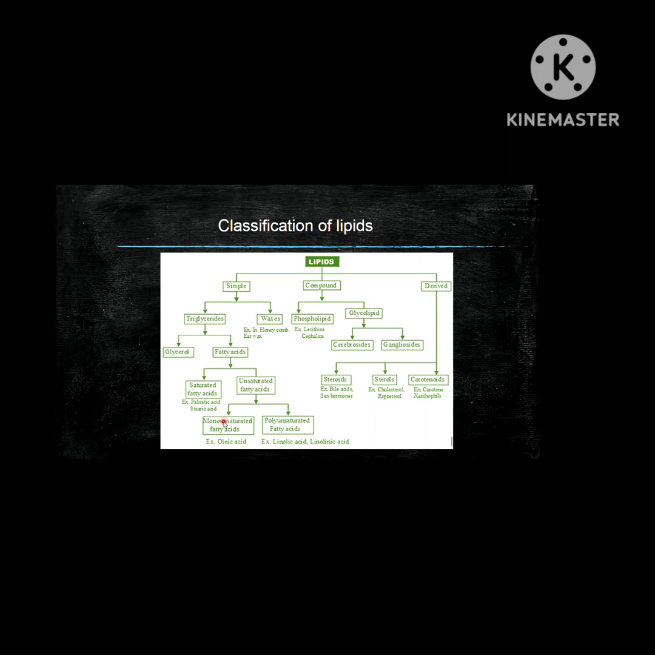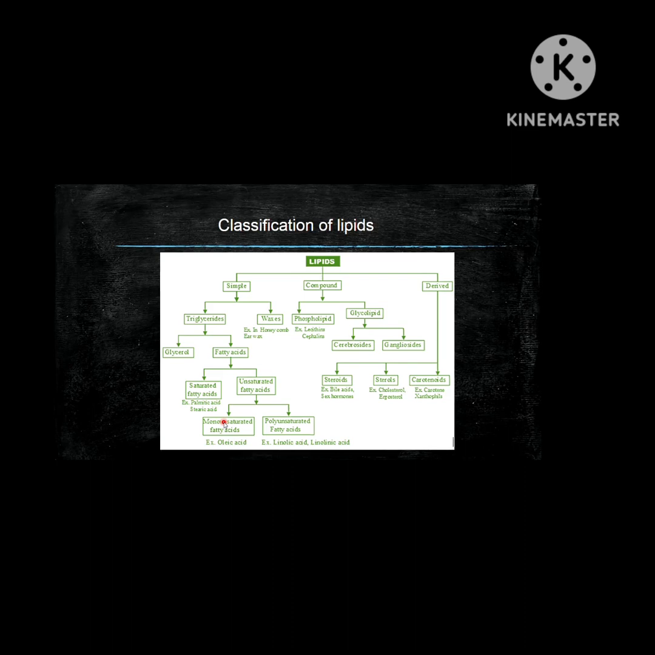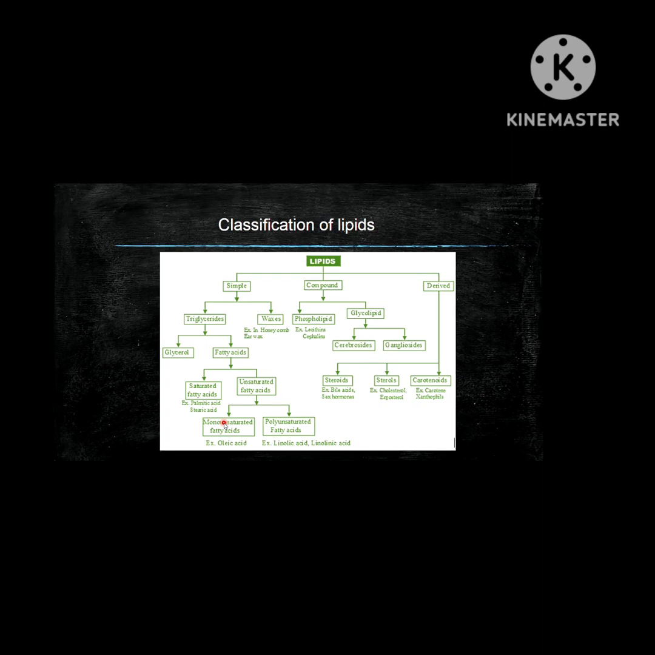The best example of this MUFA, or the monounsaturated fatty acid, is oleic acid, and polyunsaturated fatty acids are those fatty acids which contain two or more than two double bonds. The example of this polyunsaturated fatty acid is linoleic acid and linolenic acid.